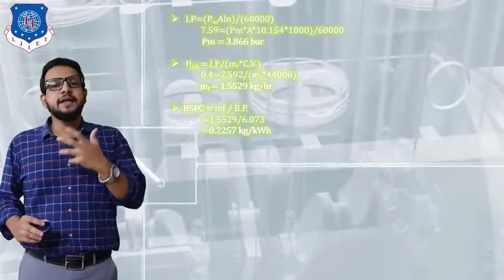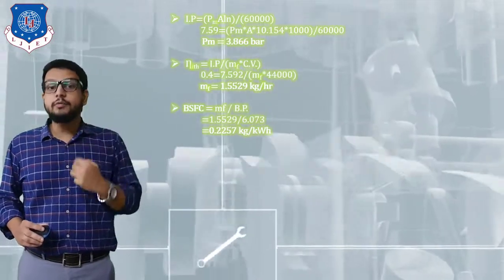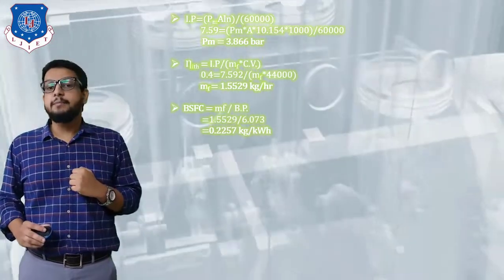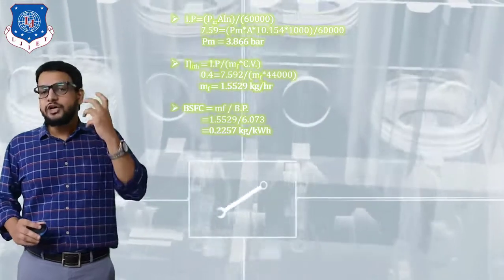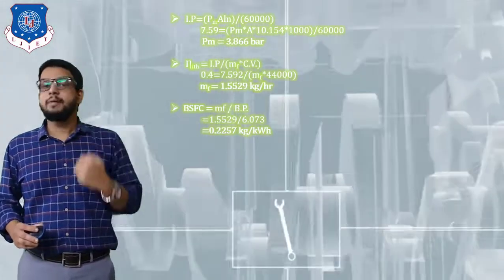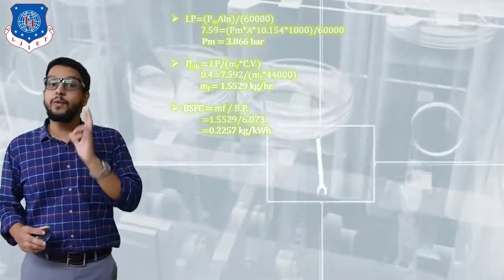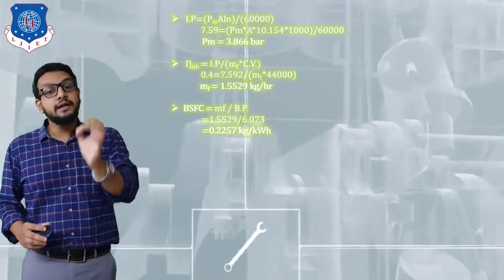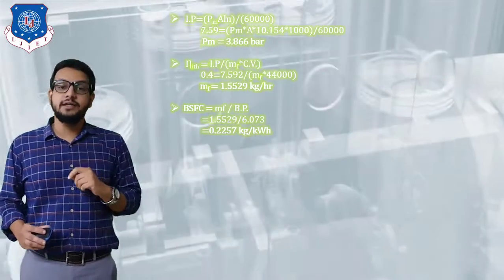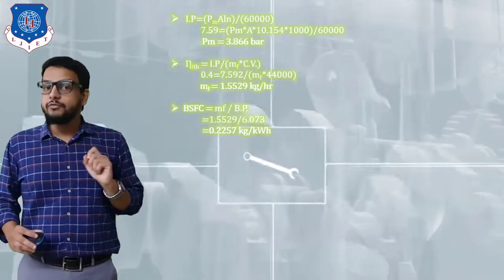Now what is our next target to determine? That is our brake specific fuel consumption. We know the formula of BSFC, that is mF upon brake power. But to determine BSFC we require the mass of fuel. How can we determine the mass of fuel? In the data it is not given. But one thing is given, that is indicated thermal efficiency, eta ITH, as I have discussed. So from eta ITH can we find mF, right?